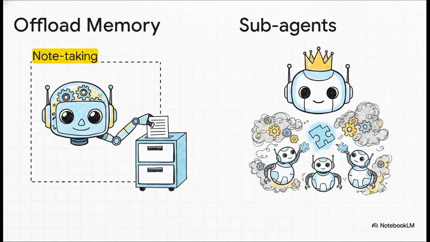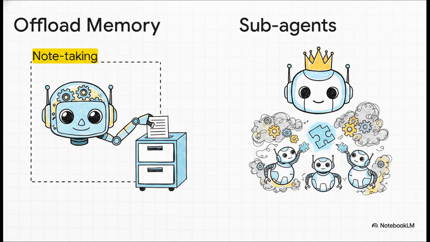The final 2 techniques are all about offloading that memory entirely. Technique 3 is note-taking. Instead of holding everything in the prompt, the agent writes durable state, things like what's done, what's in progress, what's blocked, to an external file totally outside the context window. It can just go read those notes later if it needs to.